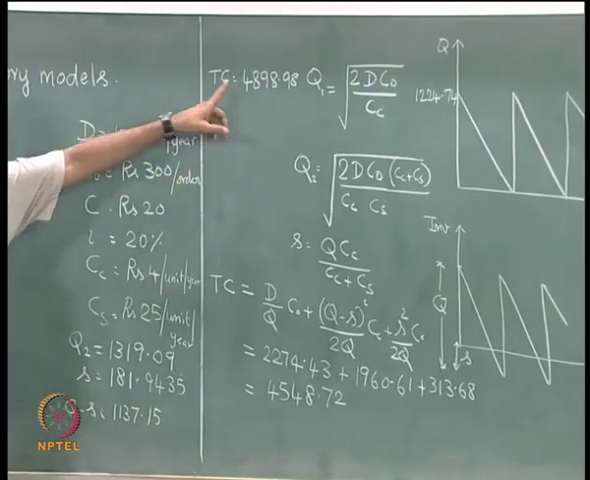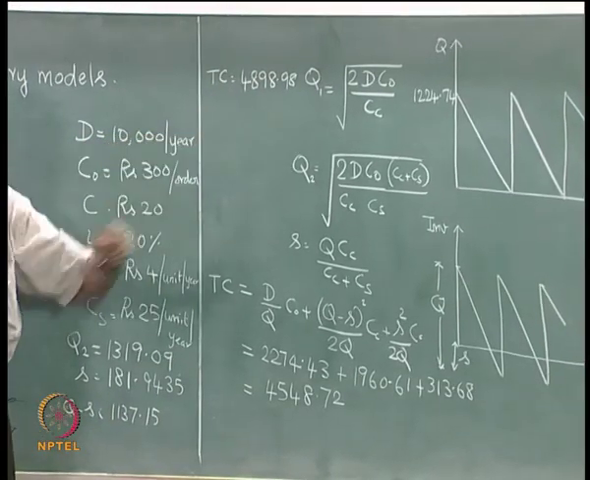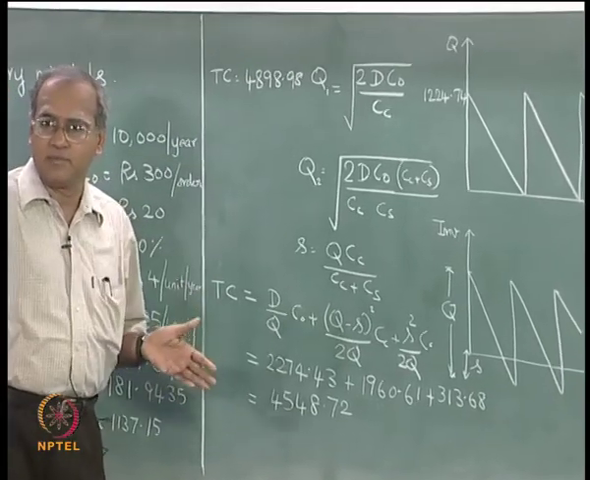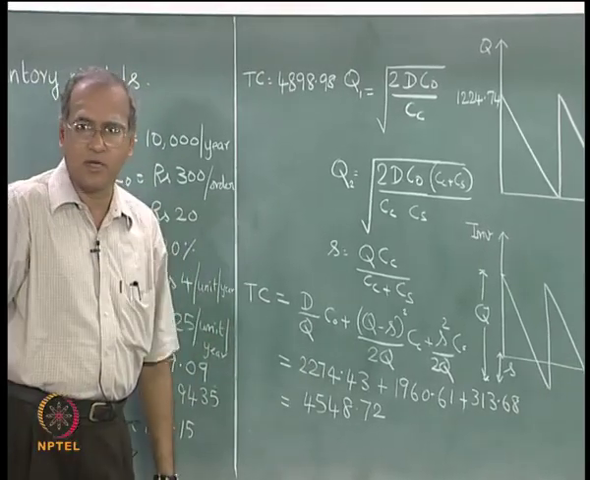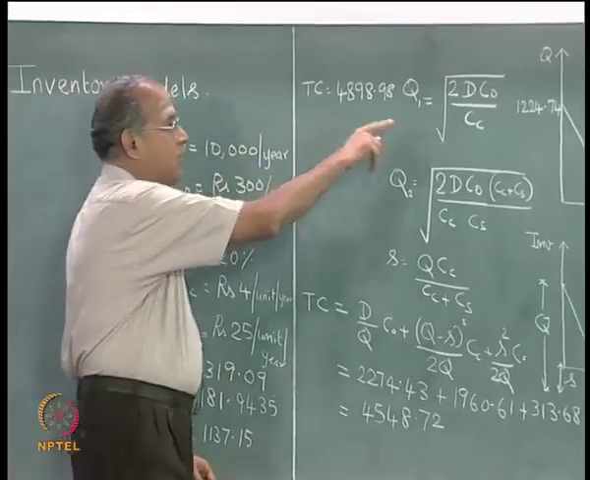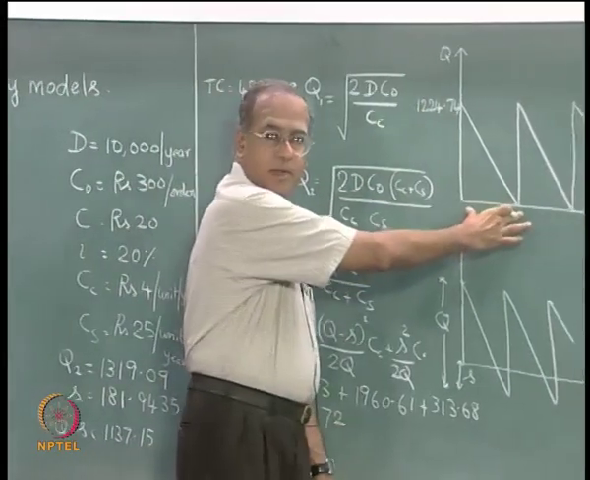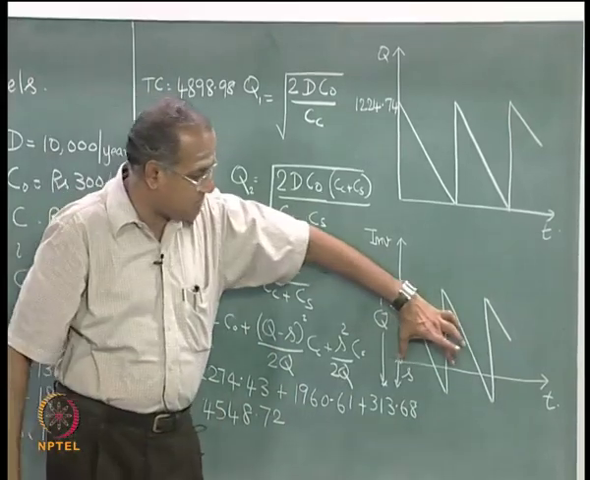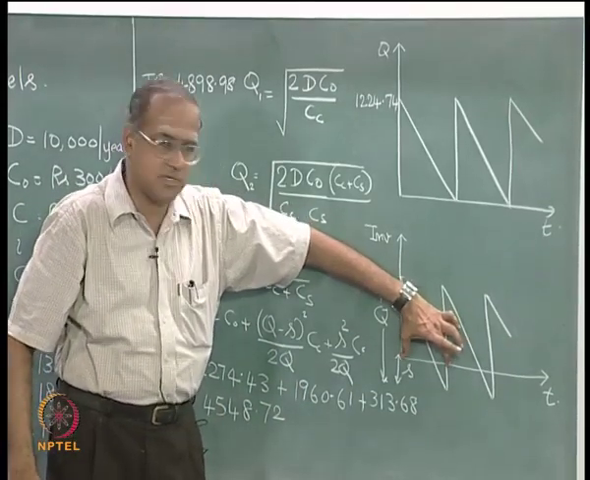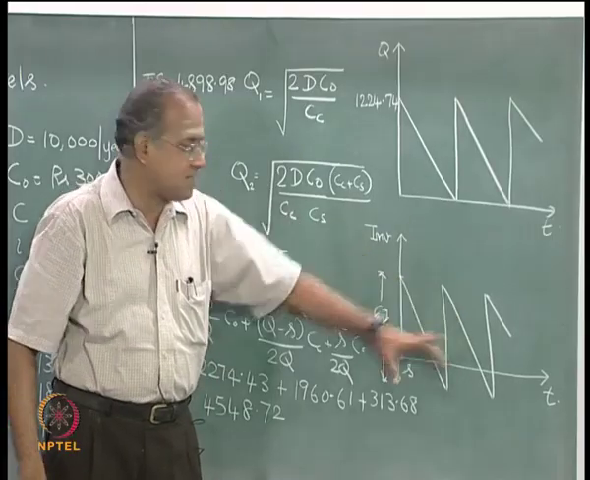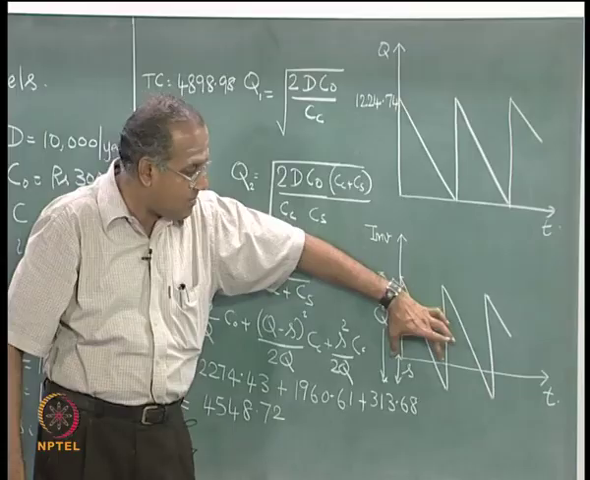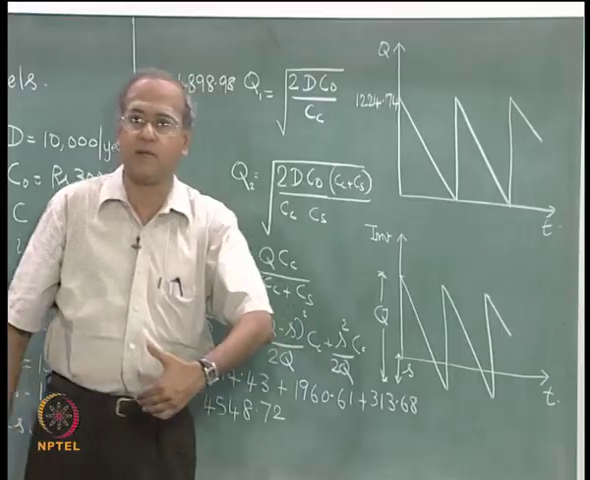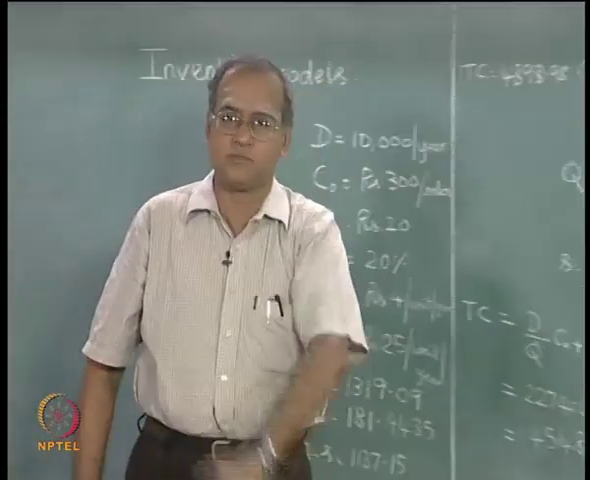1137.15 as against 1224.74. Also, the period for which we will be holding the inventory will be far less in this case, because when we divide by 1224.74, we have a certain period. When we divide by 1319.09, the whole period comes down, this period comes down. And we also realize that this maximum inventory is not held for this period, but it is held for a smaller period. Therefore, the average inventory comes down and the inventory holding cost comes down.